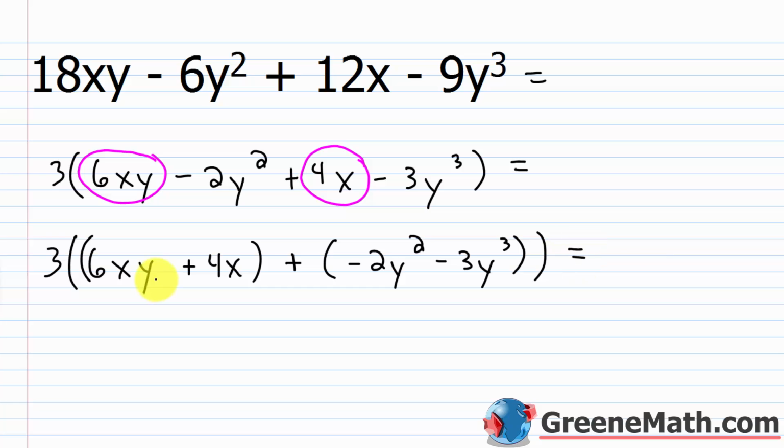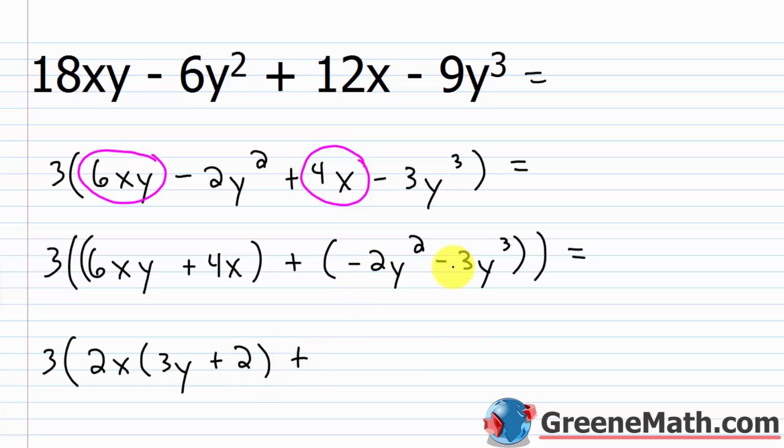What I want to do is pull out the GCF from this group here. So 3 times. You have a 6xy and a 4x. I know I can pull out an x, and I know I can pull out a 2. So this would be 2x times the quantity. 6xy divided by 2x would be 3y. And then 4x divided by 2x would be 2. So plus 2. Then plus.